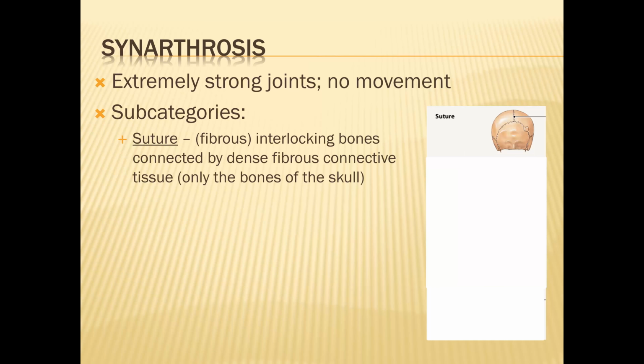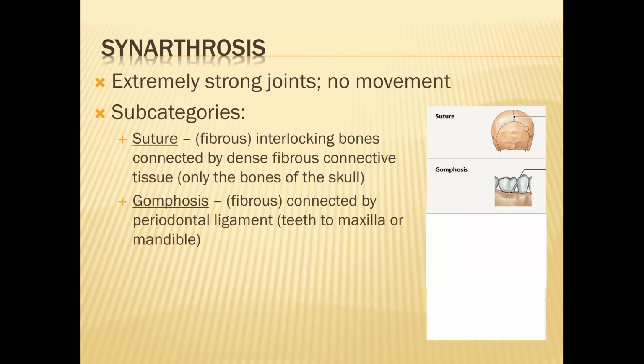Another type of synarthrosis is a gomphosis. This is also a fibrous type joint. This is where the teeth are connected to either the maxilla or the mandible. Remember, the maxilla is your upper jaw, the mandible is your lower jaw, and the teeth are connected to these bones by the periodontal ligament, which again is a type of fibrous connective tissue.